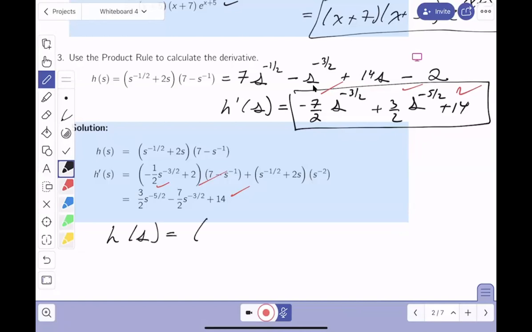So first function, you notice I'm using a cursive s. I want to tell you why. If I wrote this s down, it looks like the number 5 to me. All right, that's why I'm not using that. I'm using a cursive s. If your penmanship's better, don't worry about it. So s to the minus 1/2 plus 2s. I'll take the derivative of that times the second function.